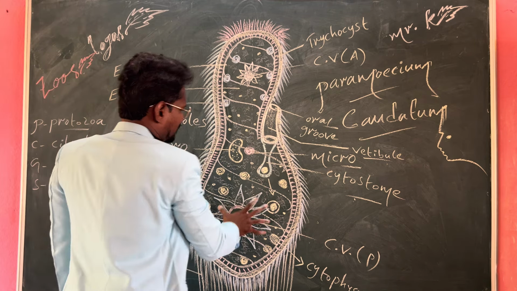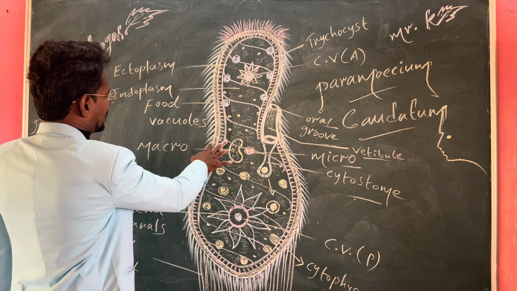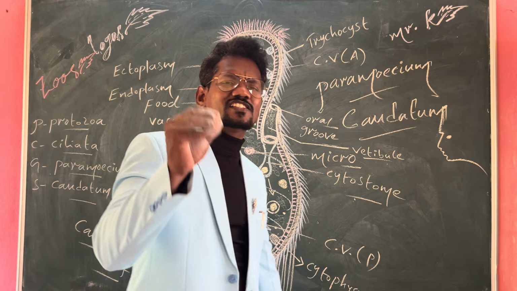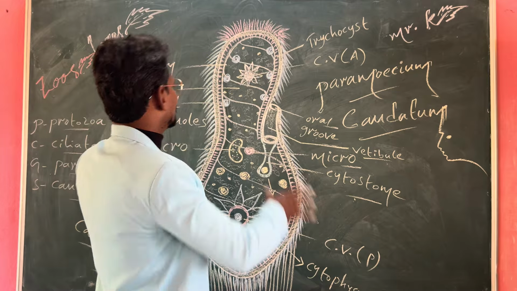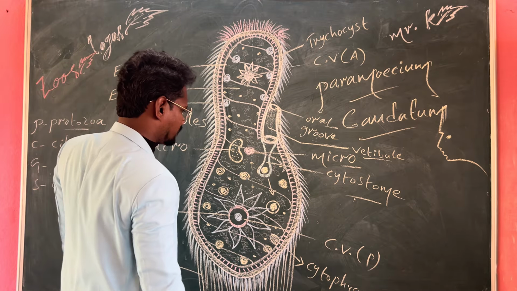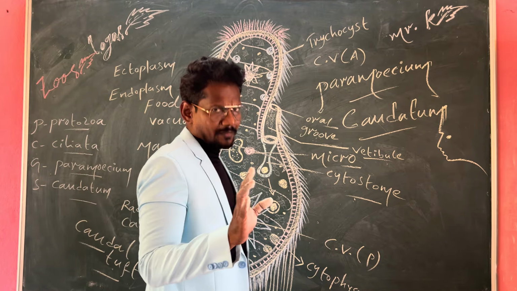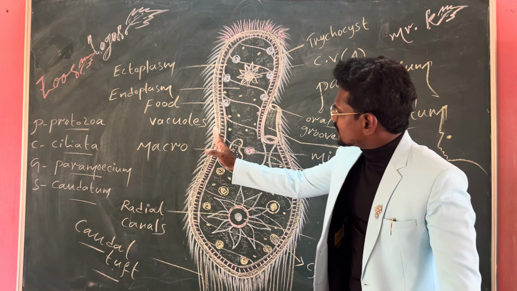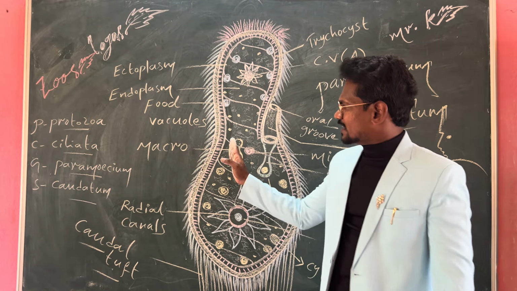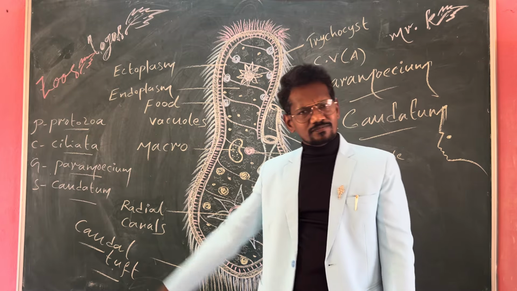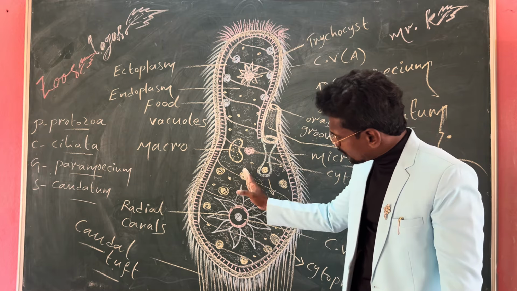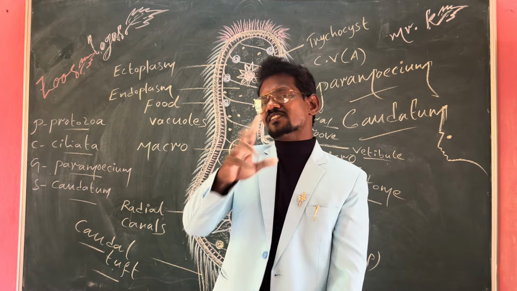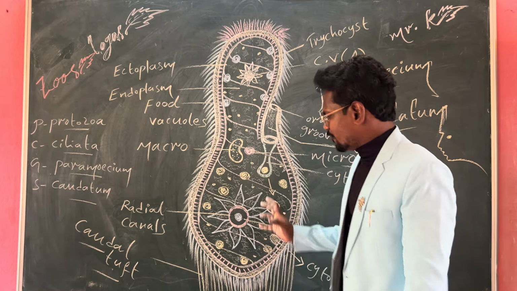The body of this Paramoecium caudatum is covered by a protein coat or layer, the same as in Euglena, known as a pellicle. Then inside, the cytoplasm is of two types, same as in Amoeba proteus. Towards the pellicle, the cytoplasm is known as ectoplasm, followed by the endoplasm. Ectoplasm, endoplasm.